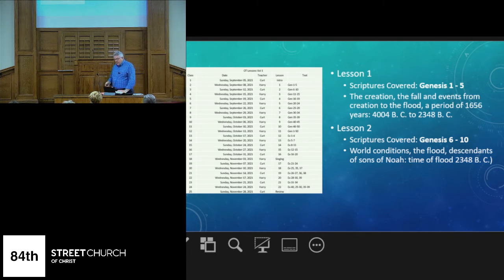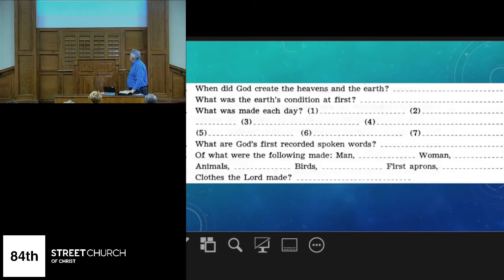I talked to Harry on text, and I asked him what his format was going to be, and he explained it to me, and then I said, no, I'm not going to do that. So we're going to do it a little bit differently. Harry's going to teach one way, and I'm going to do it a different way, and we'll meet in the middle.